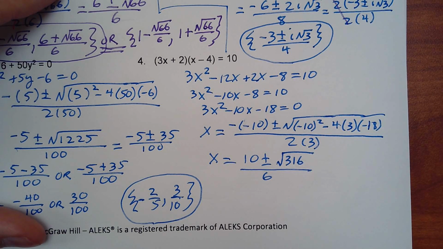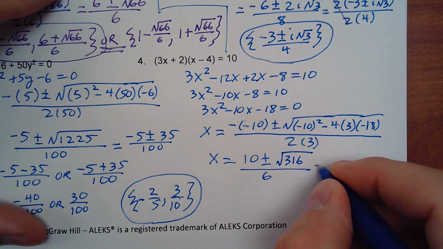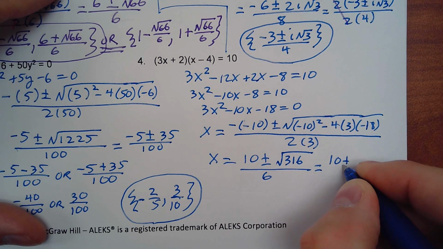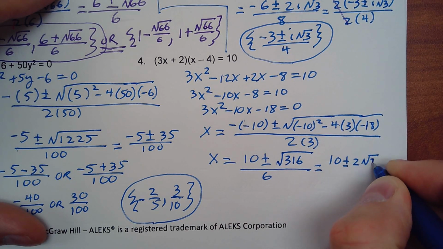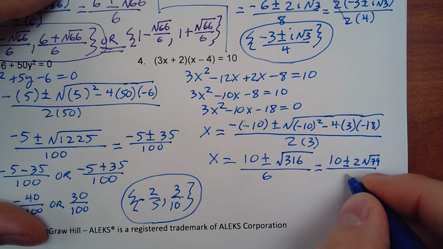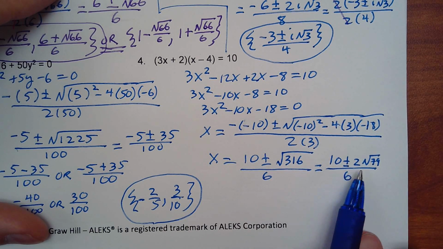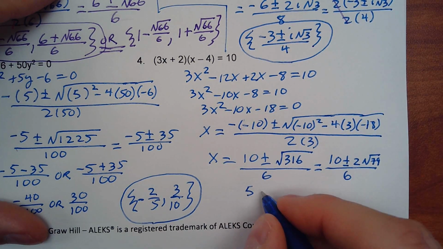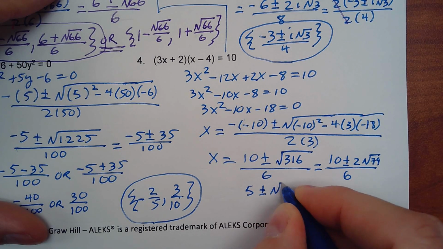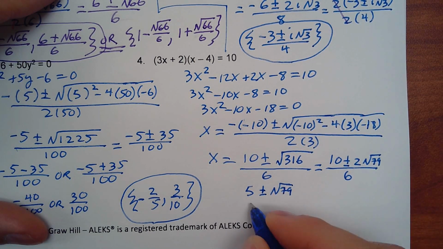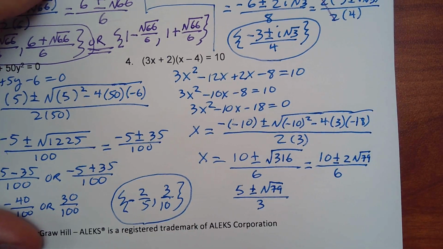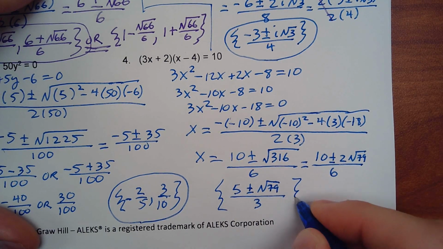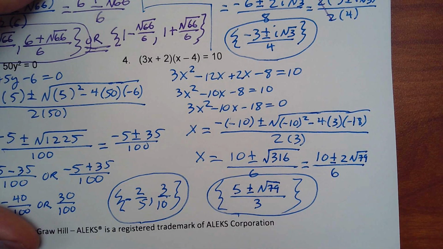And you can break down 316, divisible by 4. It's 4 times 79. If I take the square root of 4, that gives me 2. So that'd be 10 plus or minus 2 square root of 79 over 6. And now I'm going to be able to reduce this by 2. So divide the 10 by 2, that's 5. 2 divided by 2 is 1, so we'll just get the square root of 79. 6 divided by 2 is 3. And so that would be our answer.